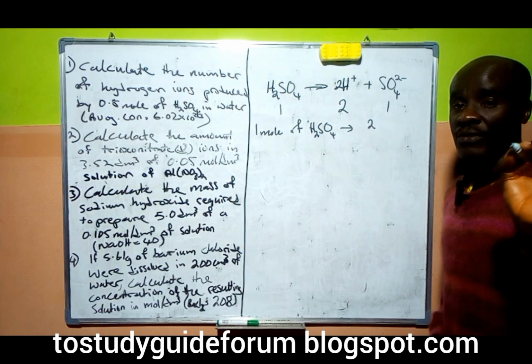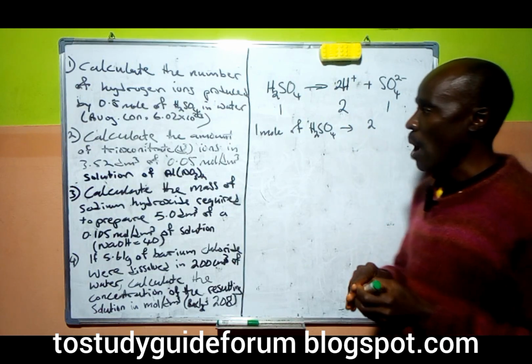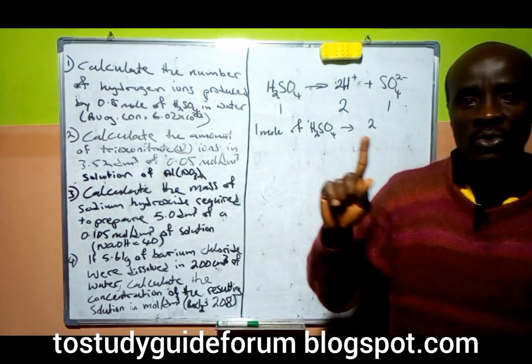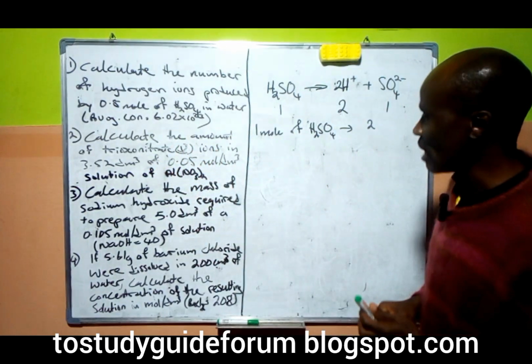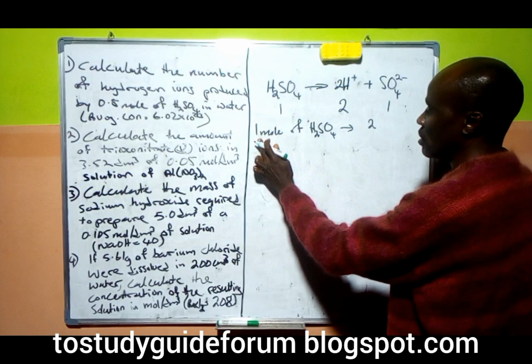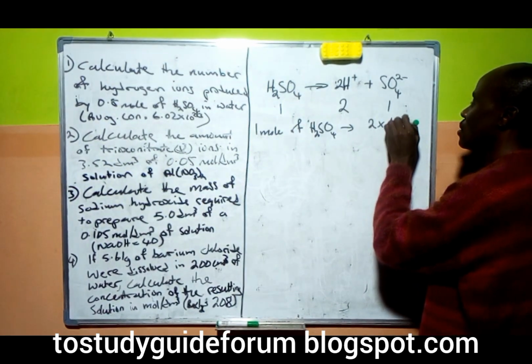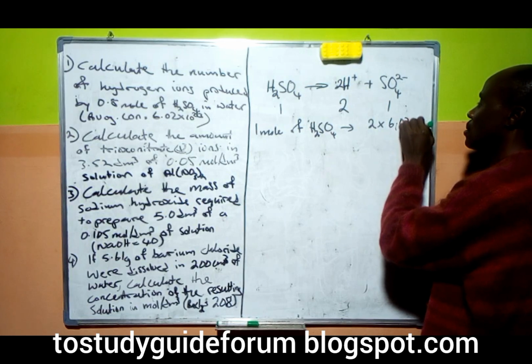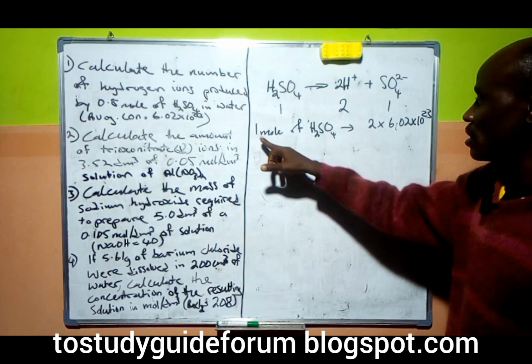I'm going to solve it in 2 different ways now. Since we know that 1 mole of any substance is equal to 1 Avogadro's number, that means 1 mole of this will give us 2 times 6.02 times 10 raised to the power 23. So that is what we have for this.